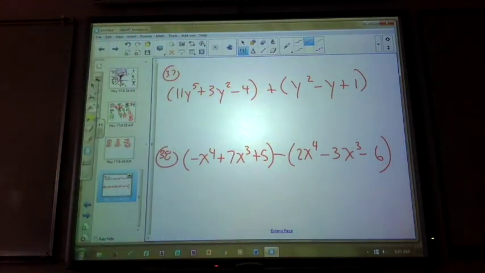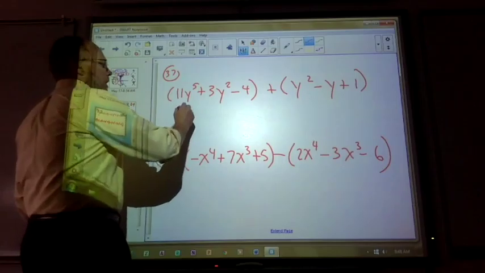All right, 37, 38. What do we do? Yeah, we combine like terms. Can I drop both sets of parentheses on number 37 without doing anything special? No. What's the difference between 37 and 38 as far as the sign in between the parentheses? One is subtraction, do you agree?